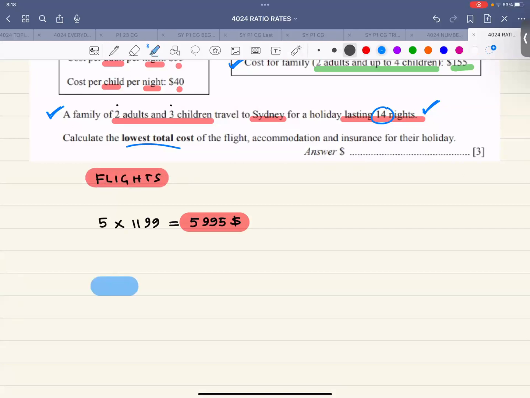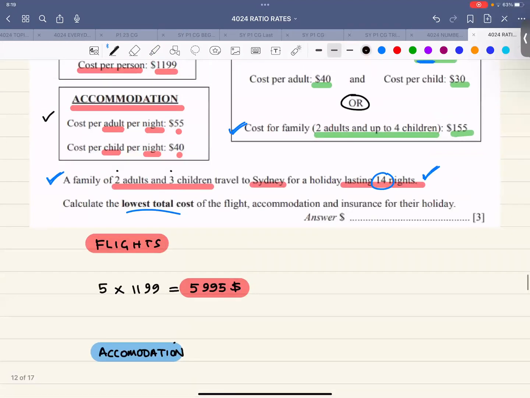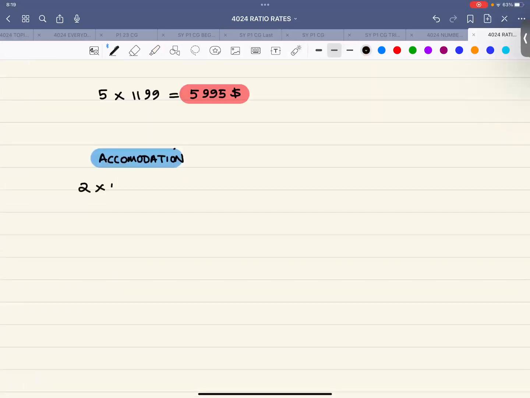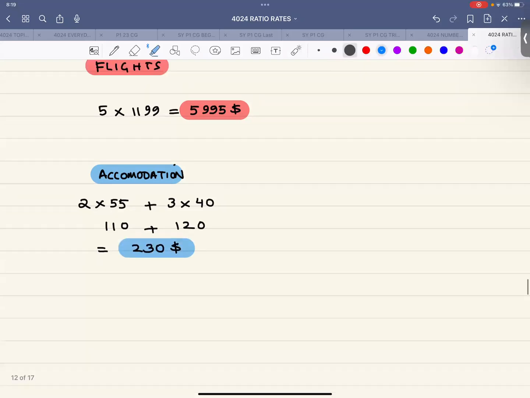Now, the second one, that is the hotel, the accommodation. How many adults are there? 2. How many children are there? 3. So 2 into 55 plus 3 into 40. This comes out to be 120, and this comes out to be 110. This comes out to be $230. That is the cost for accommodation.